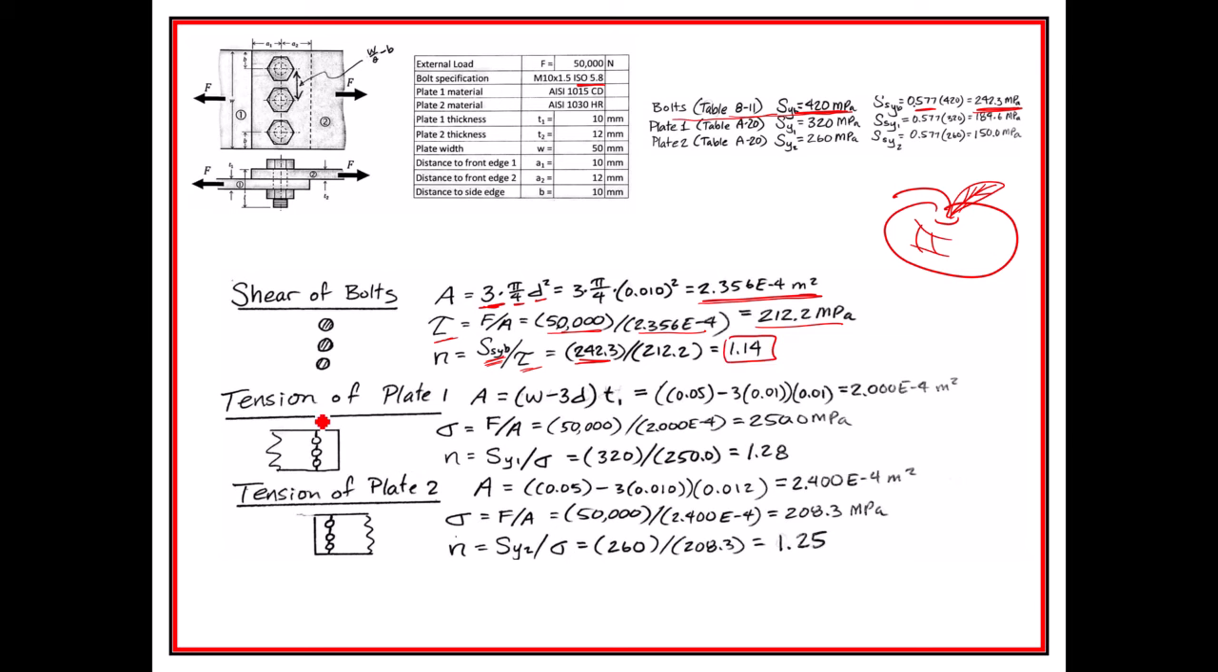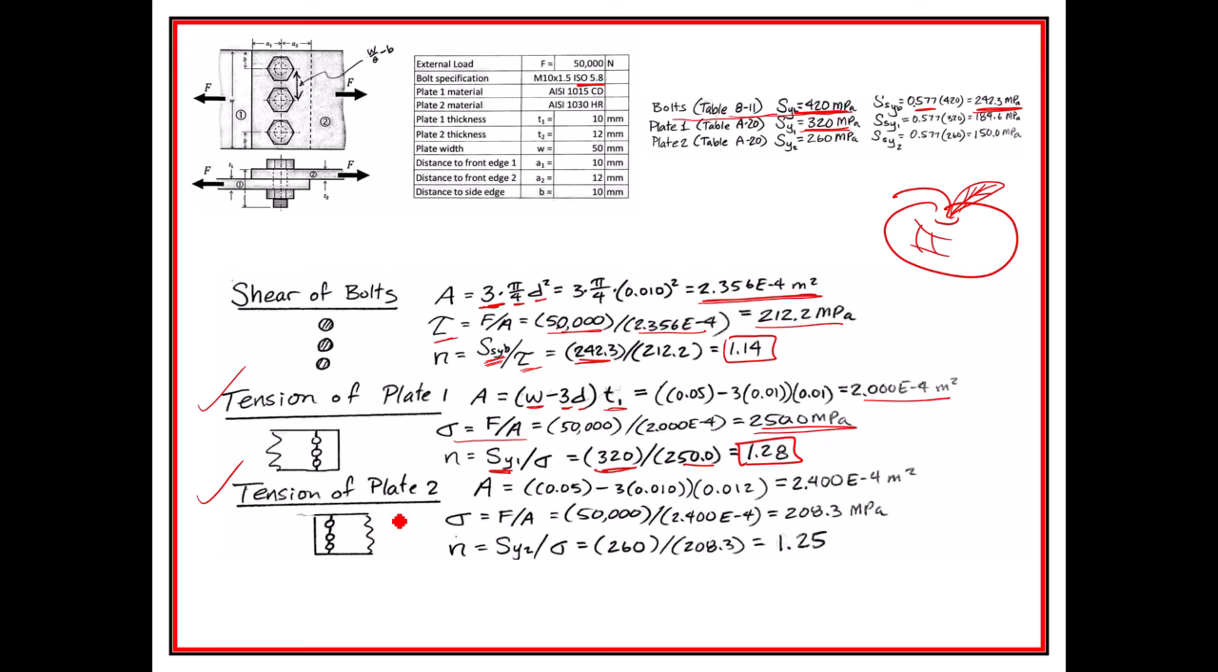Now the tension of the plate, because we have two different plates, we have to do plate 1 and plate 2. So it's going to be the width of it minus the number of bolts times the bolt diameter times the thickness of plate 1. And we end up with this area. So then we end up with this stress, 250 megapascals. And so we use the yield strength that we find from plate 1, which is 320. And that stress, we get 1.28. So it looks like the bolts in shear will fail before the tension of plate 1.